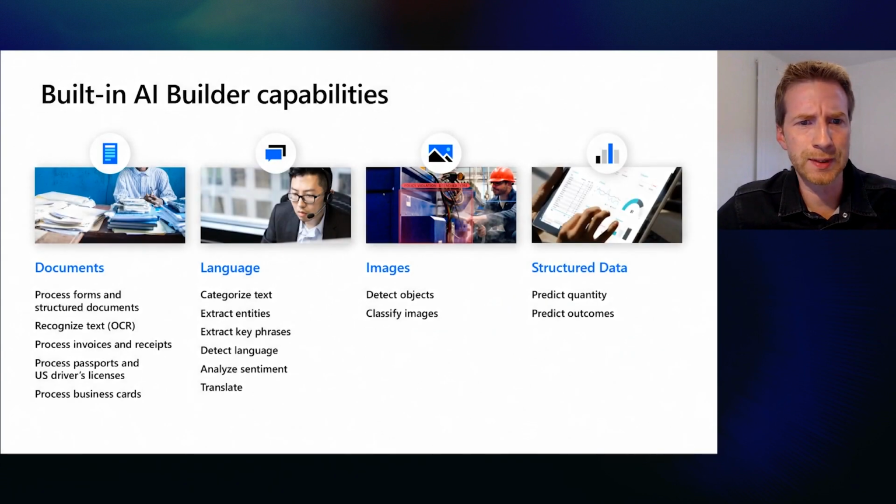Here's an overview of the full set of capabilities that are included in AI Builder today. You can extract and process content from documents, such as invoices, receipts, or structured forms. You can extract meaning, sentiment, or key phrases from text. You can detect objects in visuals and classify images, and you can predict future outcomes in your structured data.